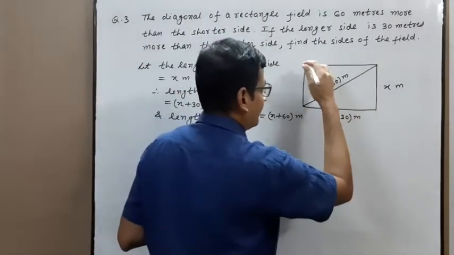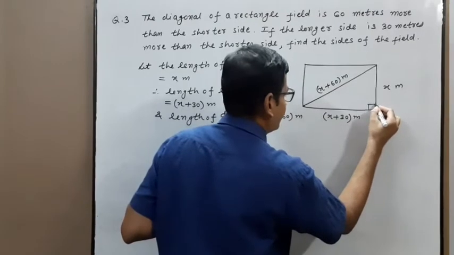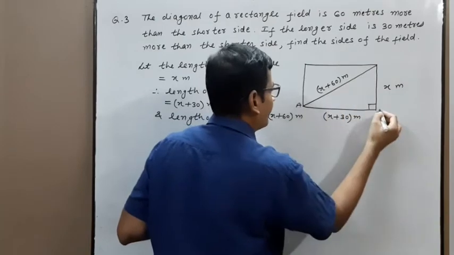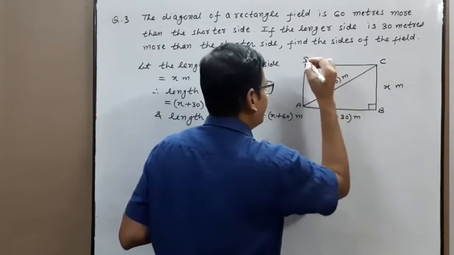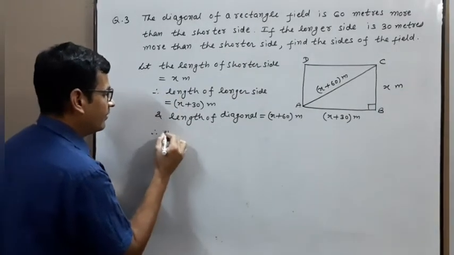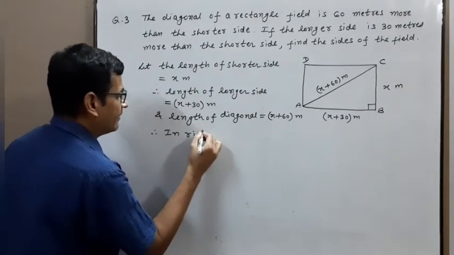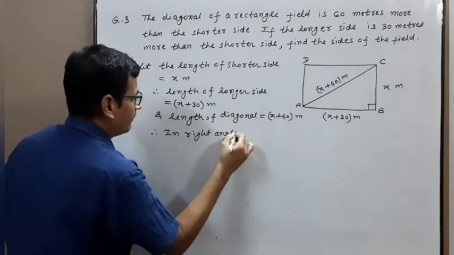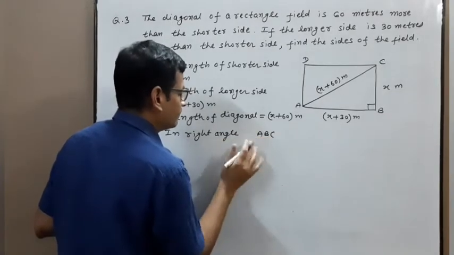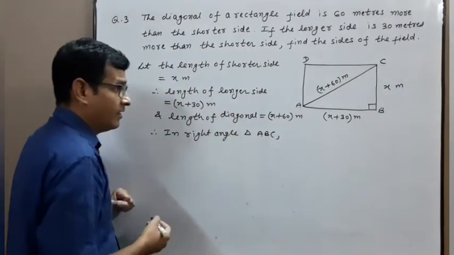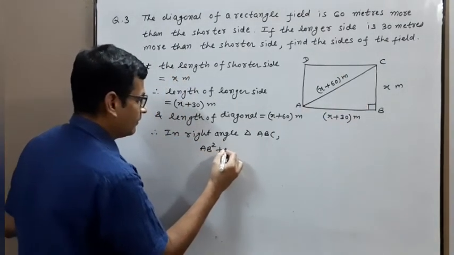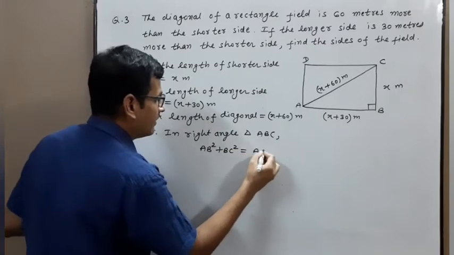Now this is a rectangle. In a rectangle, each angle is 90 degree. It means this is a right angle triangle. Please give the name. A, B, C, D is a rectangle. Then ABC is a right angle triangle. Therefore, in right angle triangle ABC, AB square plus BC square is equal to AC square.